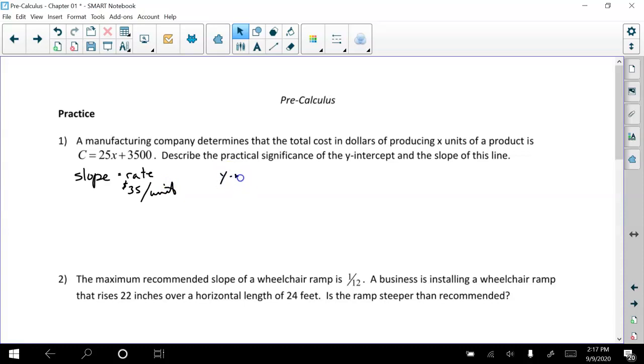Whereas our y-intercept, that's when x is 0. So that's producing no units. We have to have a cost anyway. So our y-intercept is at (0, 3,500). That is maybe a startup cost or initial cost. The y-intercept is our starting point. And the slope is our rate of change.